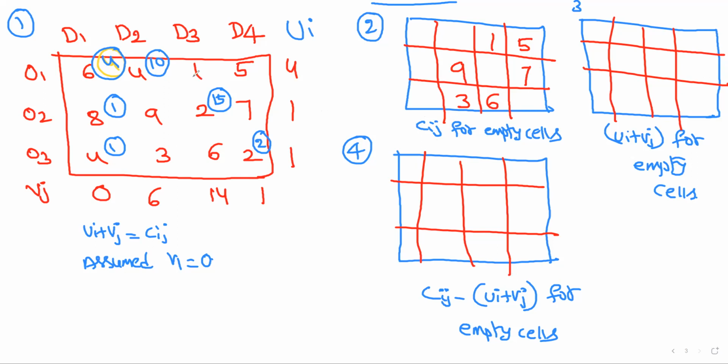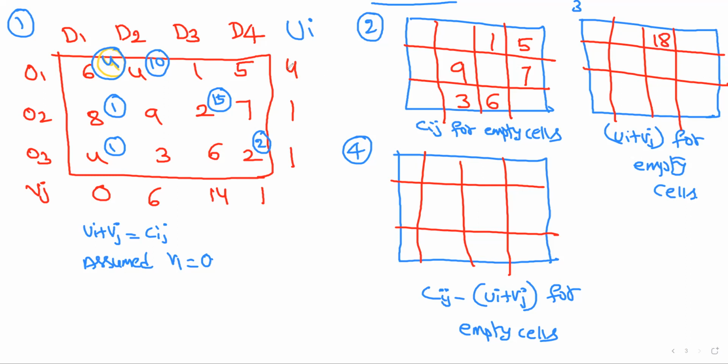Where we have no allocations? 1, 5, 9, 7, 3, 6. These cells are not having any allocations, that I call empty cells. I wrote Cij. Now Ui plus Vj for empty cells. Here 1 is the empty cell, we know. What is the U value here? 4 is there, corresponding row 4. Corresponding column 14 is there. Add this row and column: 4 plus 14, 18. You have 18 here.